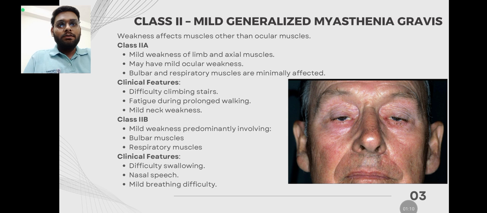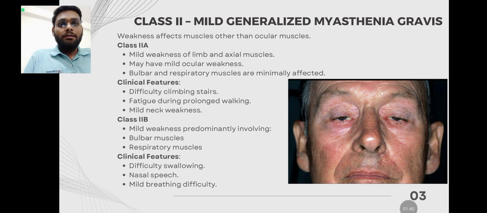The second classification of myasthenia gravis is class 2, mild generalized myasthenia gravis. The weakness affects muscles other than the ocular muscles. Class 2A: mild weakness of the limb and axial muscles, there may be mild ocular weakness, and bulbar and respiratory muscles are minimally affected. Clinical features of class 2: difficulty climbing stairs, fatigue during prolonged walking, mild neck weakness.